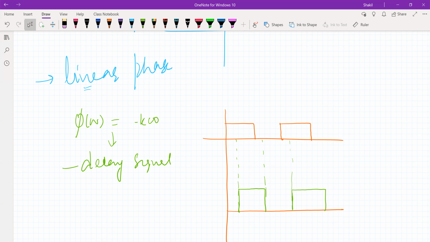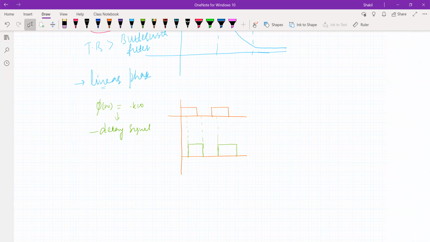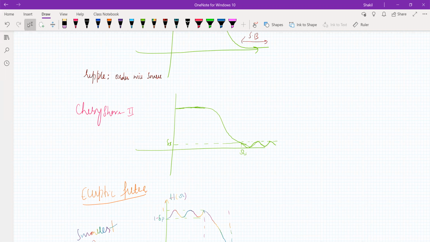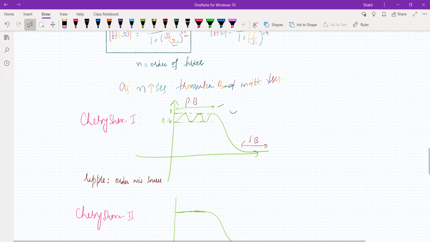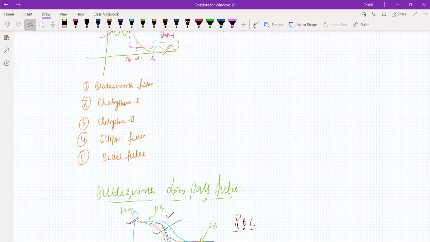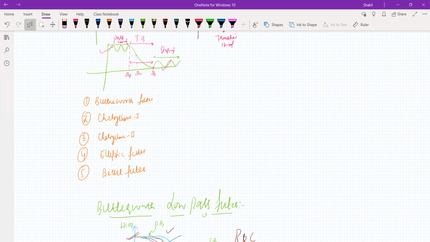All right. So these are the different types of filters. I have shown you only the low pass version of all these. You can have high pass, band pass, and band stop types of these filters. So how do we differentiate these filters? Based on whether the ripple is present in the pass band or stop band, and how much transition band we have. That will decide the type of the filter, and accordingly you can use the filter for a particular application. I hope you have got the idea.